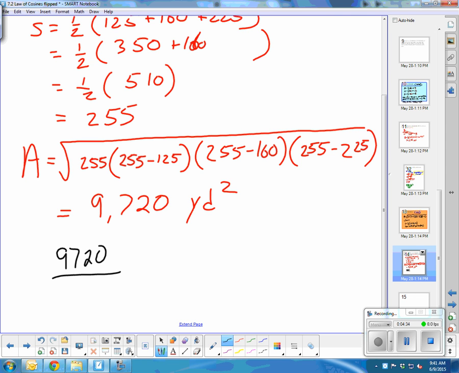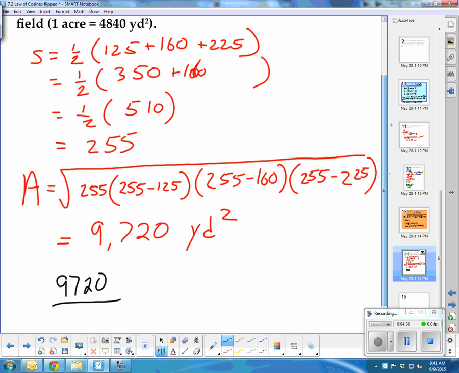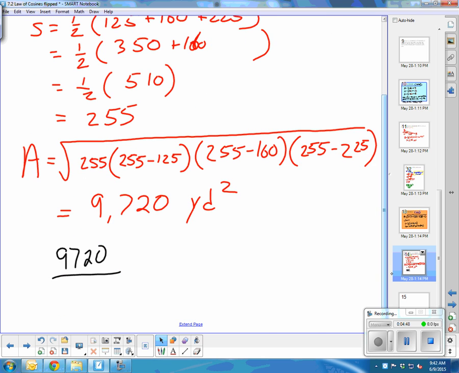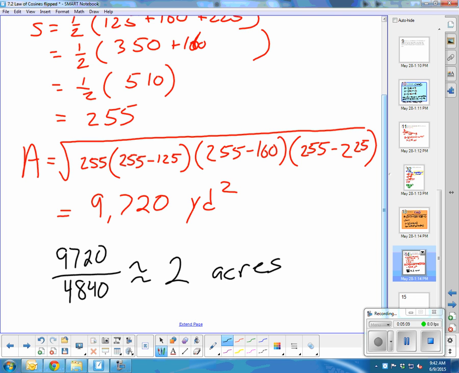The question was acres, so time for our unit conversion piece. Let's scroll up here. Our problem said there are 4,840 square yards in one acre. So I can just take 9,720 and divide by 4,840, and we get that it's approximately 2 acres. I don't know what the abbreviation for acres is, so I'm just going to write it. So 2 acres.